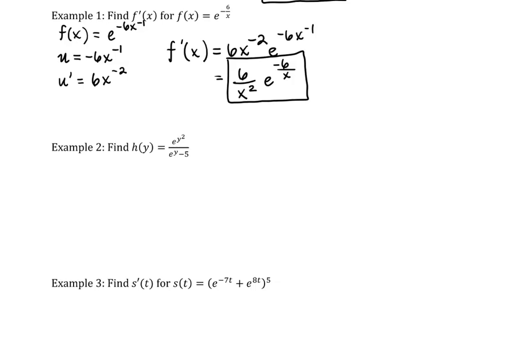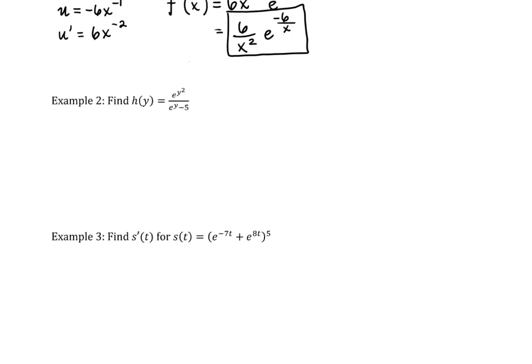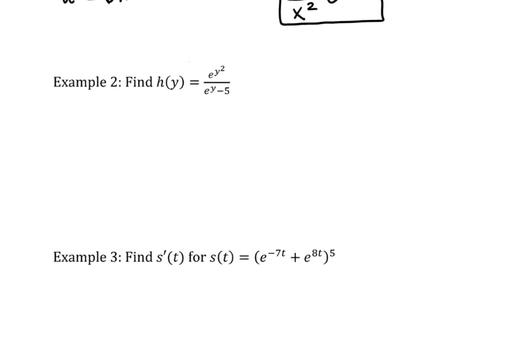In example 2, our function is a quotient, so we will need to use the quotient rule. I'm going to start off by identifying f and g. F is always what's in the numerator, which is e to the y squared, and g is what's in the denominator, which is e to the y minus 5. Now remember that in this problem here, y is our independent variable. So in this problem, the derivative of y is 1.